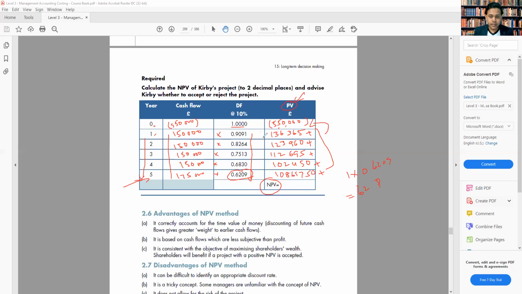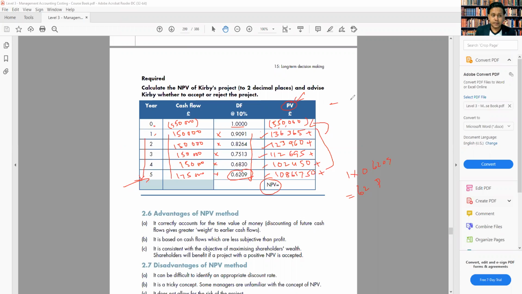So if I add all of this, all the return, and if it is more than the investment, that is 550,000, that will give us the positive NPV. Remember that if the NPV is positive, we will accept the project. If the NPV is negative, that means if the NPV comes in minus, we have to reject the project. So if the NPV is positive, we accept the project. If the NPV is negative, we reject the project.